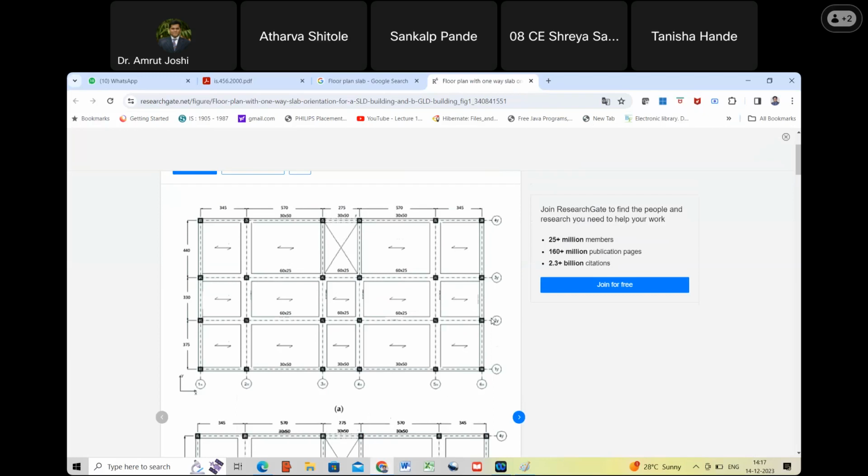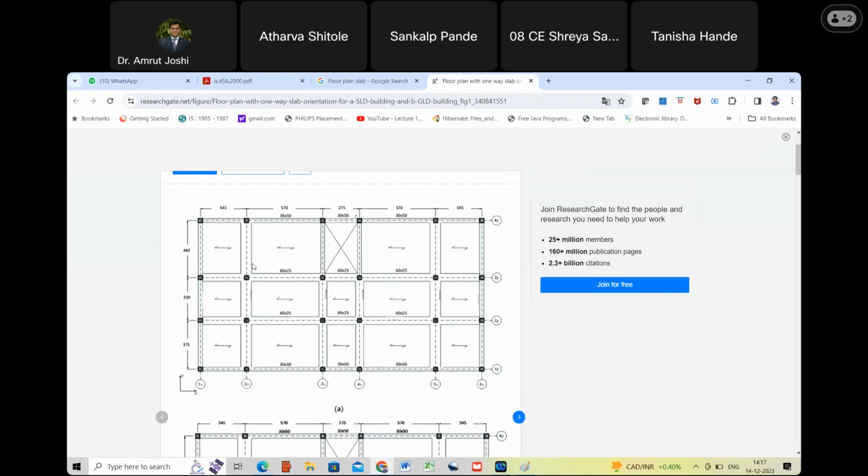Yes, sir. हाँ, लेकिन सिर्फ three edges continuous बोल के नहीं चलेगा, हमें ये बताना पड़ेगा कि कौन सा edge discontinuous है. Is it the long edge, one long edge which is discontinuous, or one short edge which is discontinuous? So you can see this dimension is greater than this dimension. So let us say this is the longer edge. So we will say one long edge discontinuous and other three edges continuous. This is the boundary condition. Are you with me? Yes, sir.